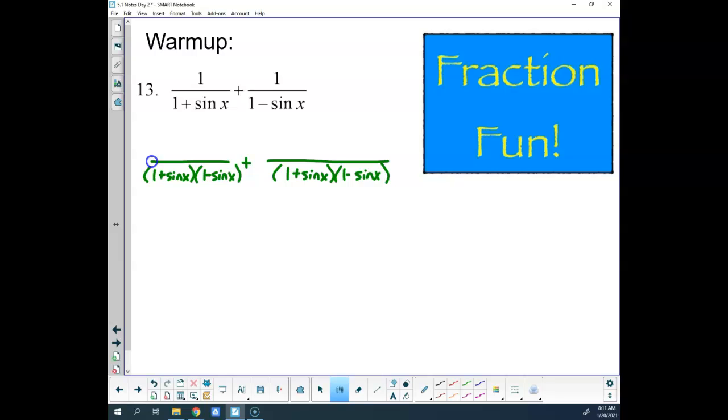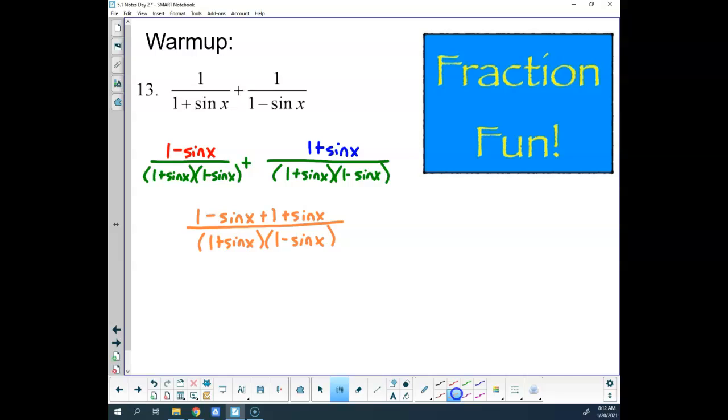First one, what do I need on top? 1 minus sin x. Second one, what do I need on top? Okay. Those are both being multiplied by 1, something like that. Then I add the top, if memory serves me right. 1 minus sin x plus 1 plus sin x, all over 1 plus sin x, 1 minus sin x. Yahoo! Yes. Okay. Then what does anybody do?